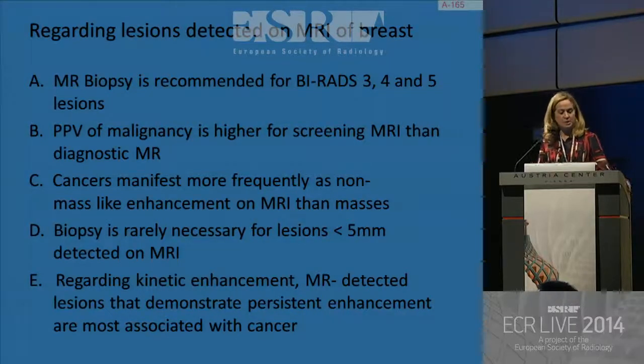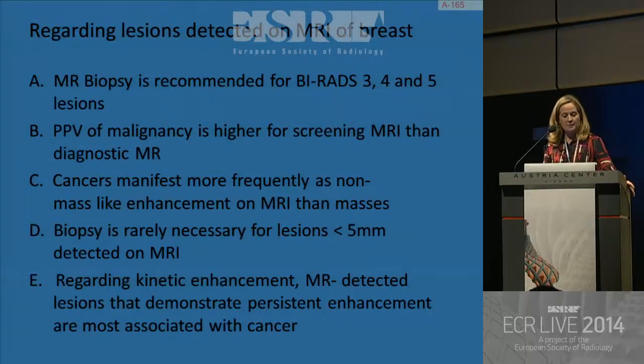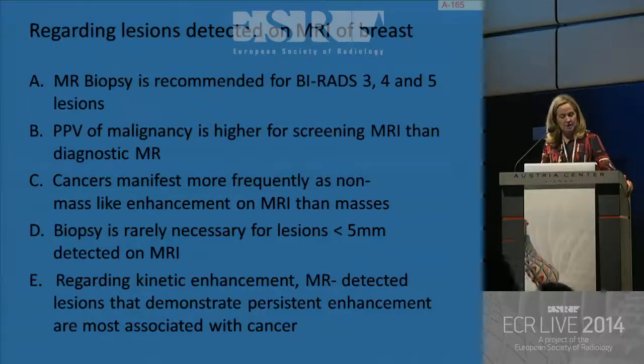And another question. Regarding lesions detected on MRI of the breast, what's the correct answer? MR biopsy is recommended for BI-RADS 3, 4 and 5 lesions. The positive predictive value of malignancy is higher for screening MRI than diagnostic MR. Cancers manifest more frequently as non-mass-like enhancement on MR than masses. Biopsy is rarely necessary for lesions less than 5 millimeters detected on MR. And regarding kinetic enhancement, MR-detected lesions that demonstrate persistent enhancement are most associated with cancer. And can you please vote?